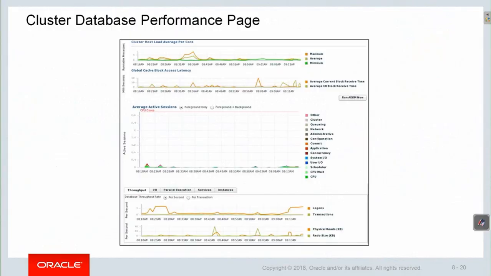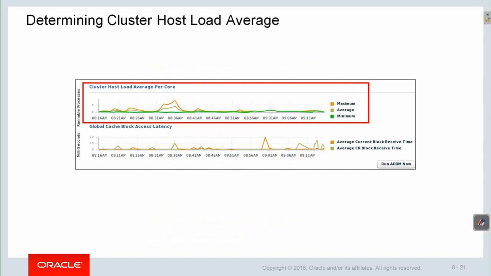Okay, so here we have a cluster database performance page. And here we have a cluster host load average per core. And also we have a global cache block access latency and average active sessions. So there are a couple of pages, a couple of graphs here. So I'm going to actually use a class node to give you explanation of each graphical information.